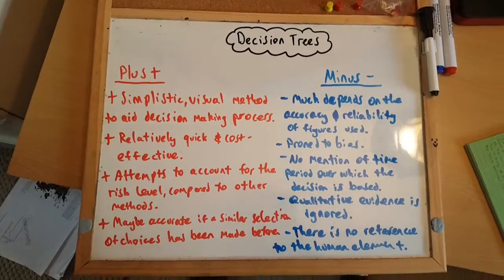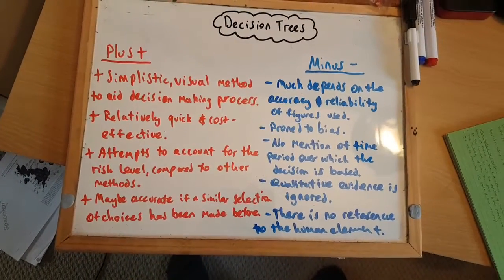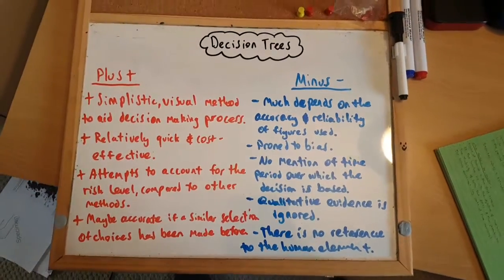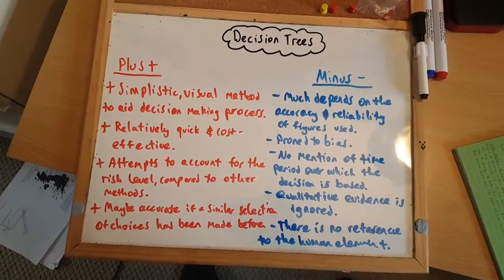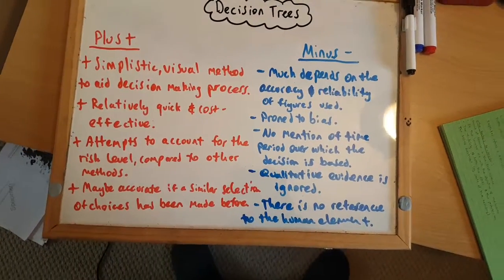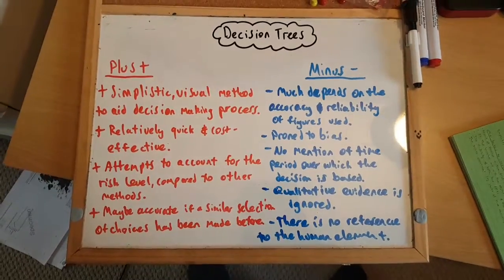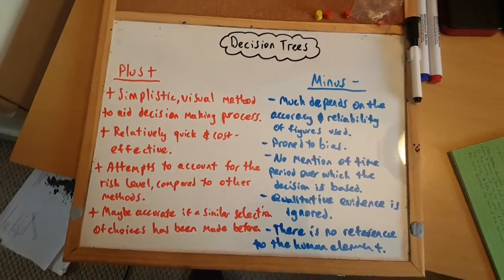Right, next plus. It attempts to account for the risk level compared to other methods. So this is actually really good because it's important to measure the risks, because if you don't know the risks, then it's giving you a false answer, really. Business always looks at the risks. A good business always looks at the risks.